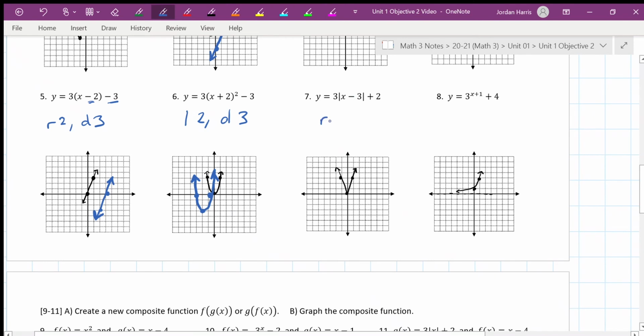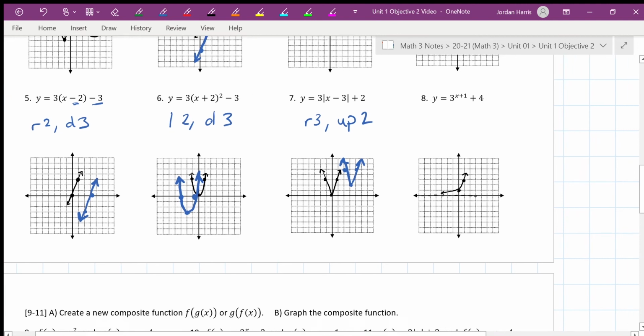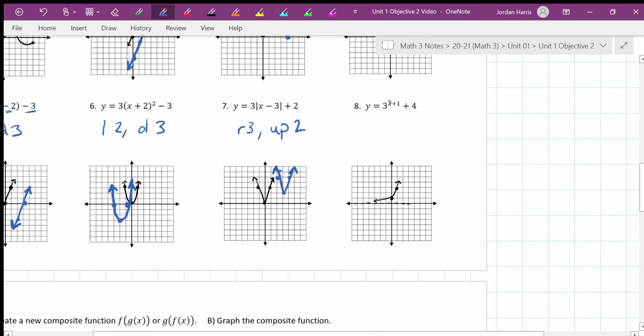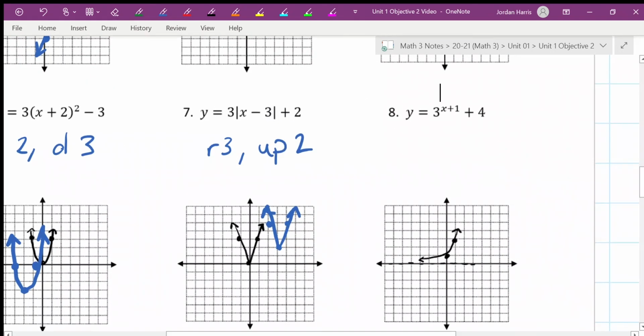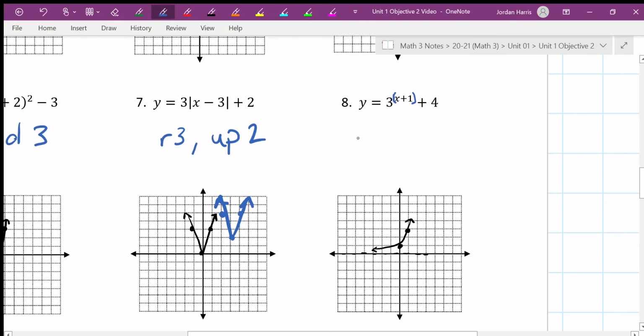So this is right 3, up 2, and finally, so this one doesn't have parentheses, but in the exponent, notice it's only affecting the x, so you can kind of think about it as having parentheses right here. Okay, so I'd say left 1, up 4.